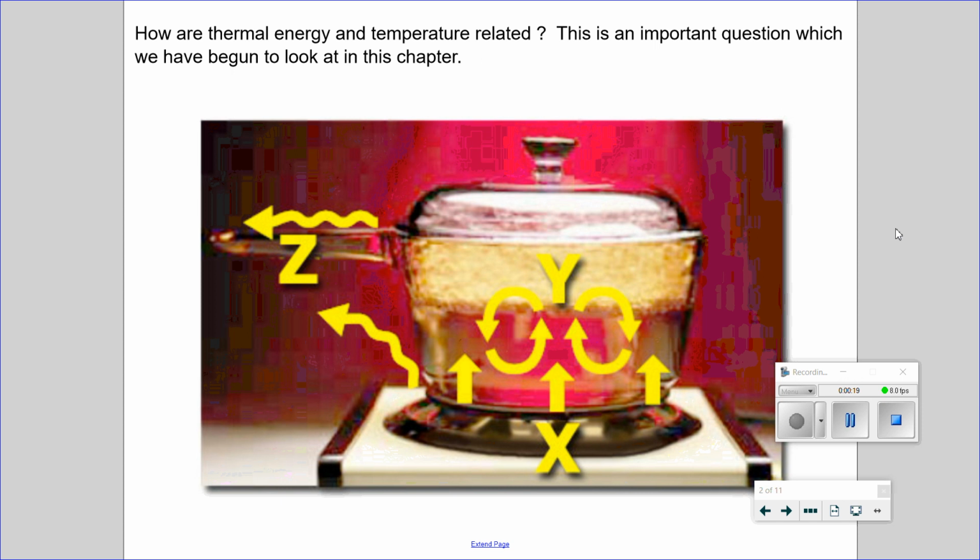How are thermal energy and temperature related? This is an important question which we have begun to look at in this chapter. Now I'll put the video on pause just to take a closer look at this diagram. There's a reason for these arrows. They're all referring to the motion of particles and movement of heat. All right, let's proceed.